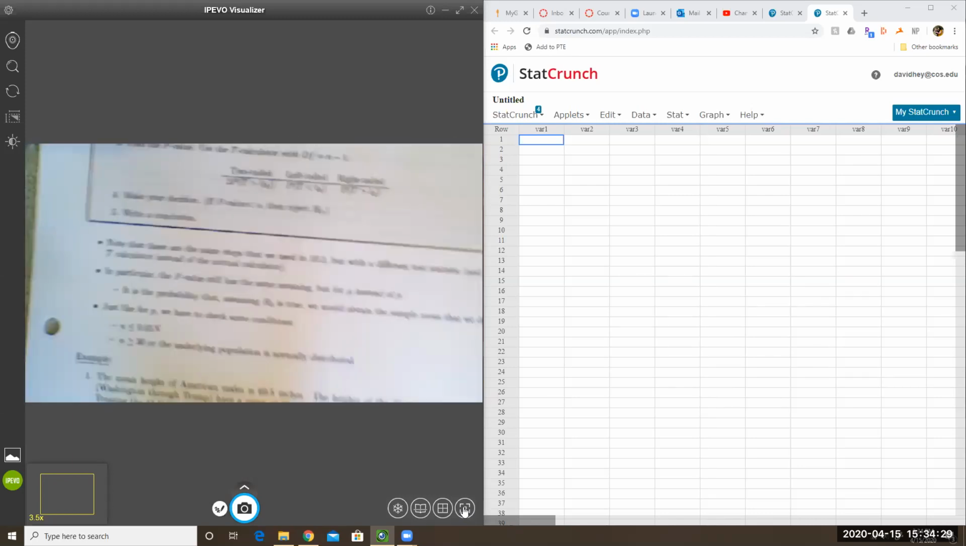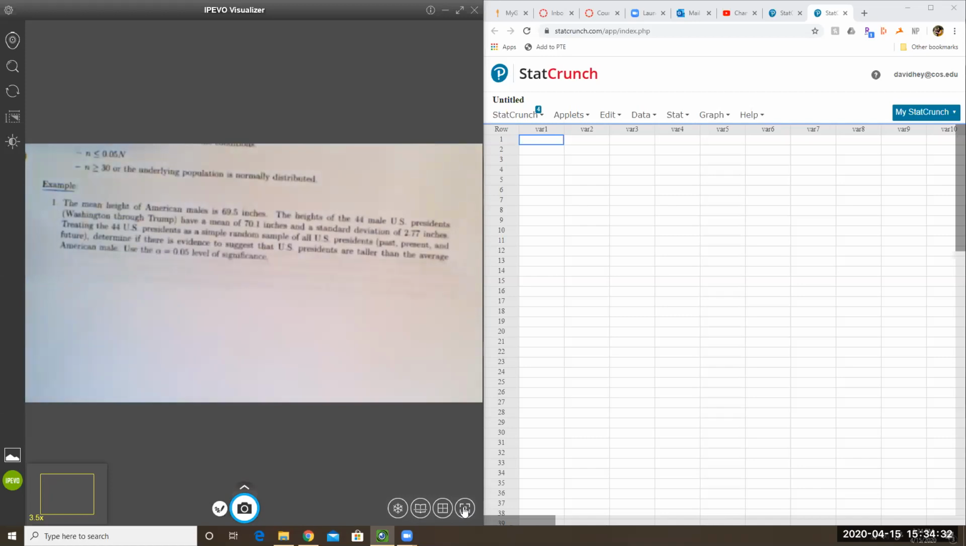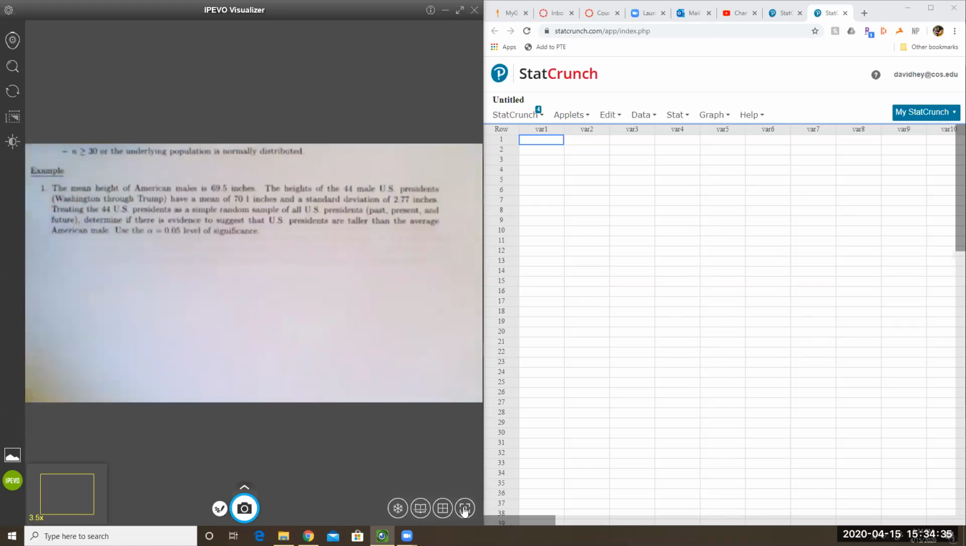So let's do that here on example 1. It says the mean height of American males is 69.5 inches. The heights of the 44 male US presidents, Washington through Trump, have a mean of 70.1 inches and a standard deviation of 2.77 inches. Treating the 44 US presidents as a simple random sample of all US presidents, past, present, and future, determine if there's evidence to suggest that US presidents are taller than the average American male.